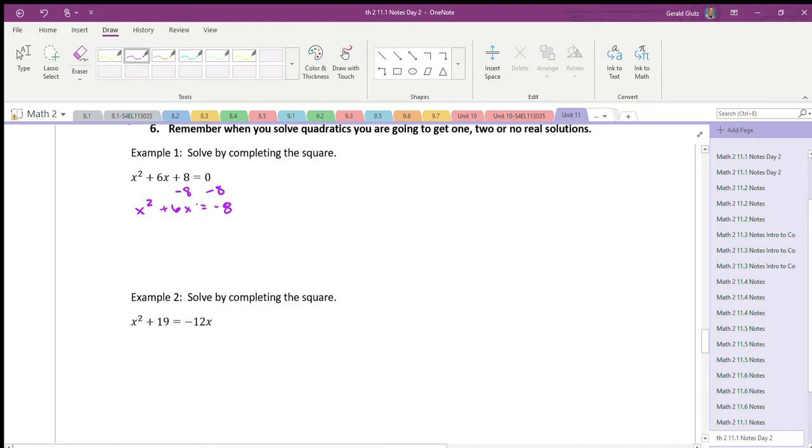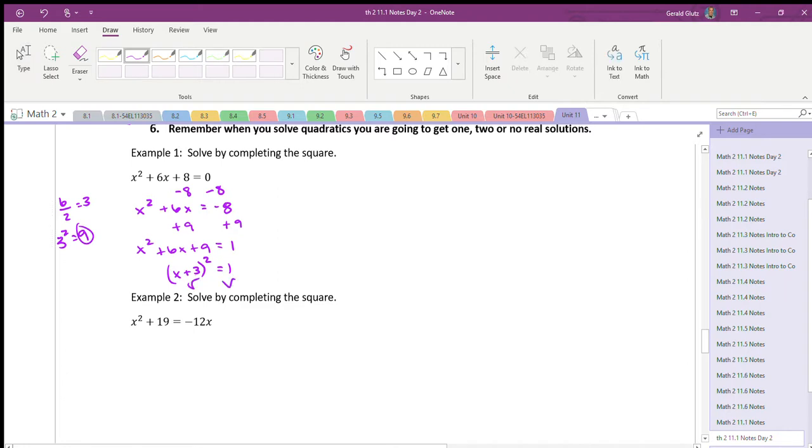So now to figure out what number we want for c, we have to take half of b and then square it. So 3 squared is 9. So that means I'm going to be adding 9 to both sides. So x squared plus 6x plus 9, negative 8 plus 9 is 1, so equals 1. So now on the left, I should have a perfect square. So half of 6 is 3 and the square root of 9 is 3. So x plus 3 squared equals 1.